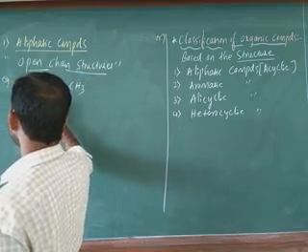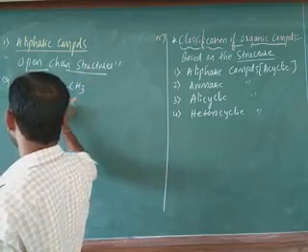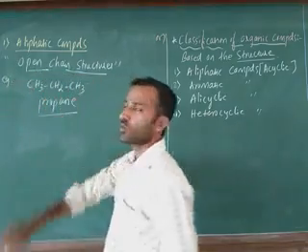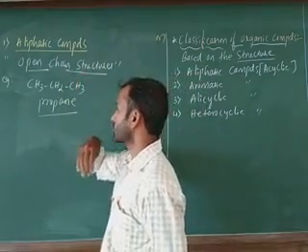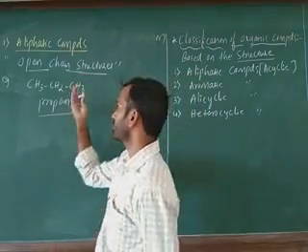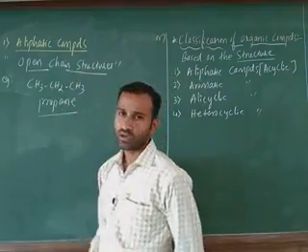What is the IUPAC name of this one? Propane. Propane is a what? IUPAC name. This indicates what? Open chain structure. This is an example of what? Aliphatic compound. They are going to ask you a 2 marks question: what are aliphatic compounds, and give one example.